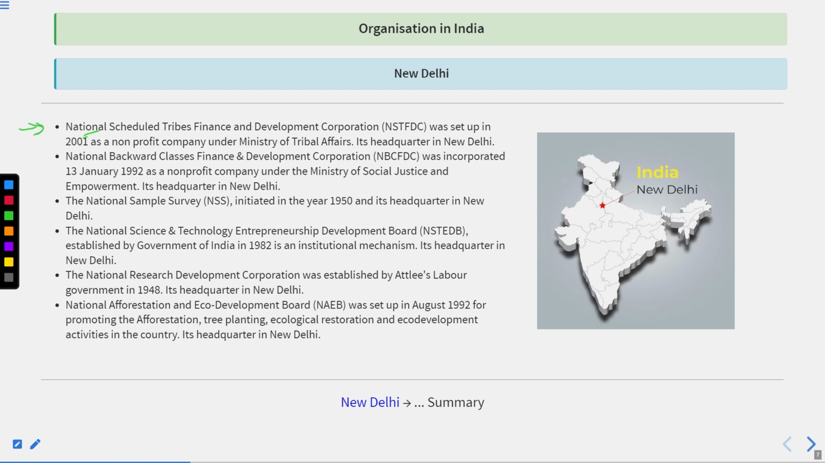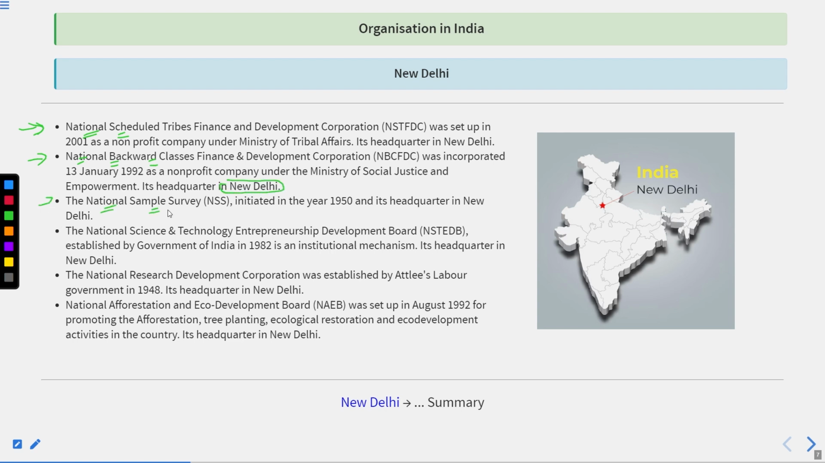Then we have National Scheduled Tribes Finance and Development Corporation, NSTFDC. It got set up in 2001 as a non-profit company under the Ministry of Tribal Affairs, headquartered in New Delhi. National Backward Classes Finance and Development Corporation, NBCFDC. This NBCFDC actually got incorporated on 13th January 1992 as a non-profit company under the Ministry of Social Justice and Empowerment, and it is headquartered in New Delhi.